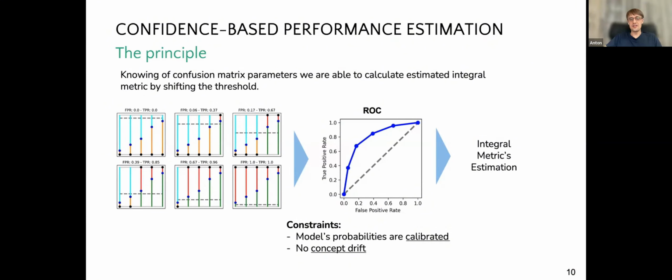Another critical constraint is that the data must be free from any concept drift. If there is one, the method doesn't work. We don't go deeper here with the calibration concept, but it can be discussed in the Q&A session.